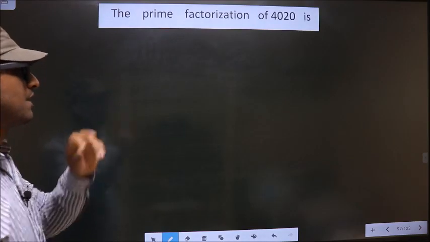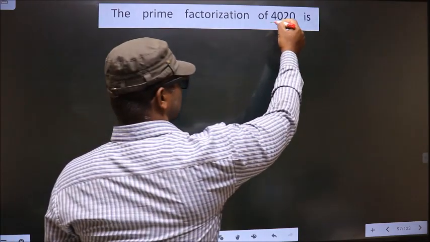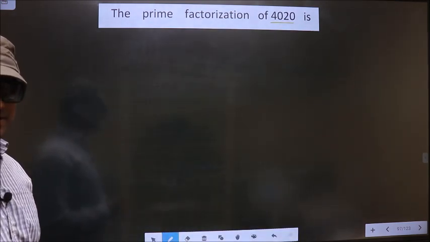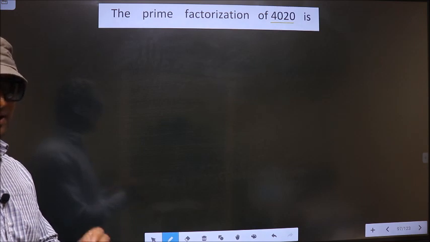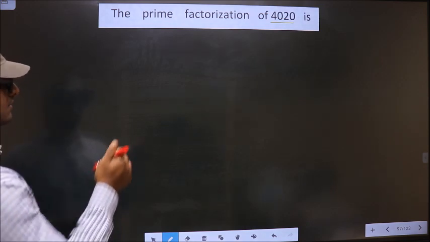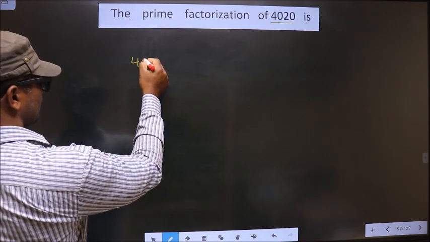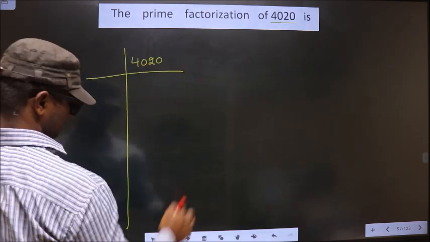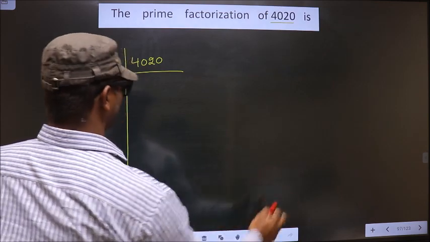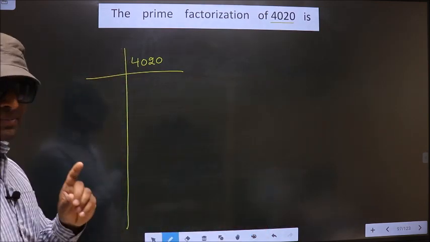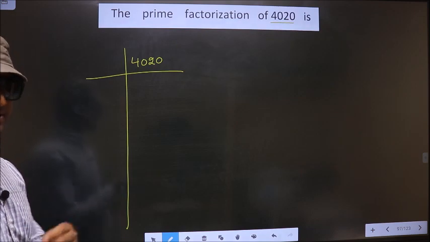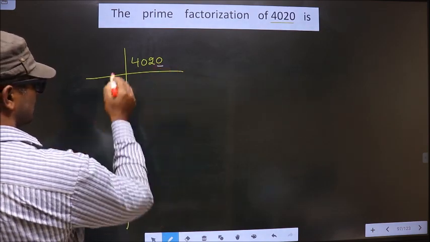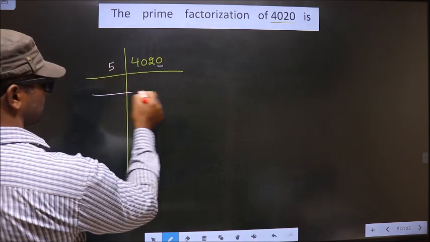The prime factorization of 4020. To do prime factorization, first we should frame it in this way: 4020. This is your step 1. Next, in this number the last digit is 0, so you take 5 here.